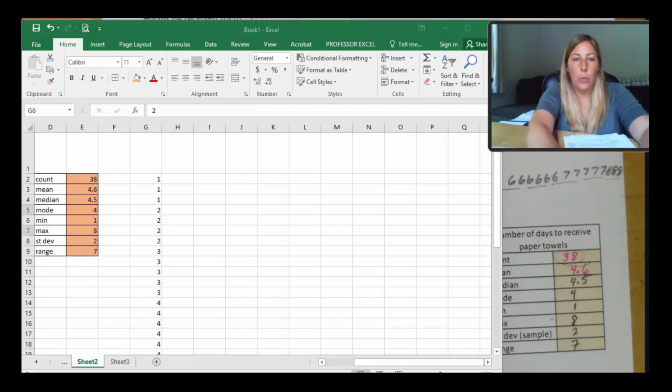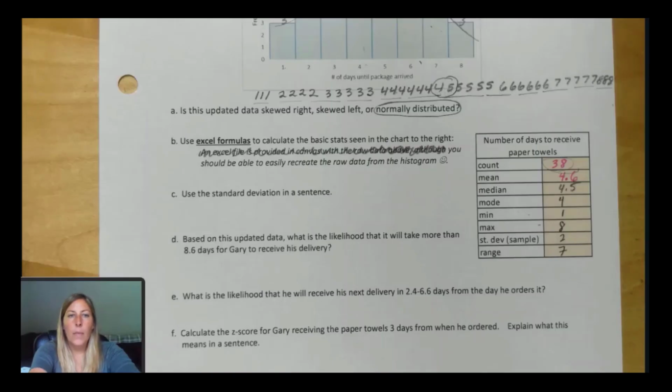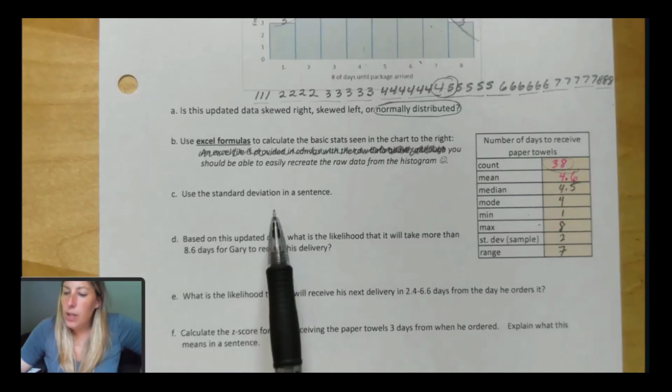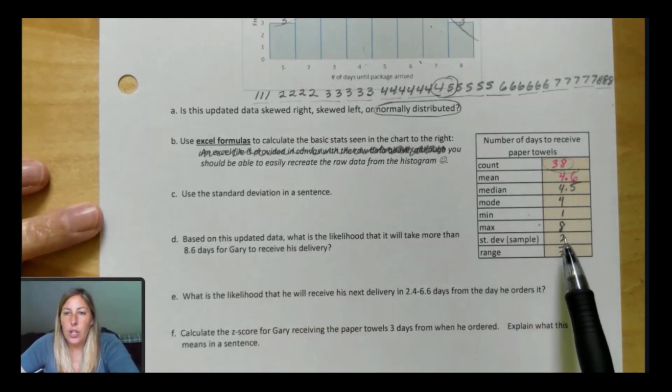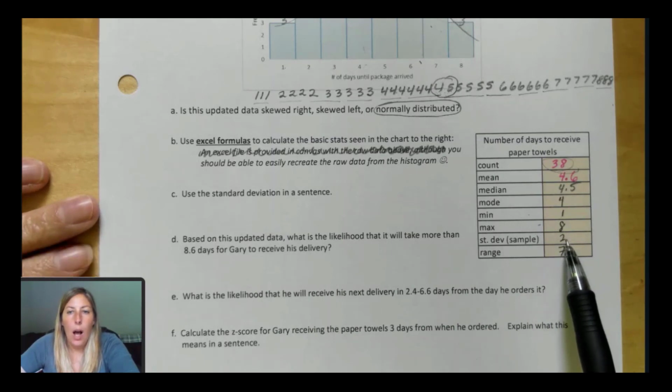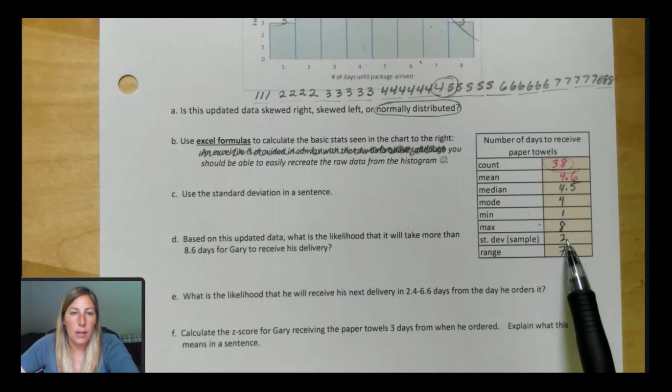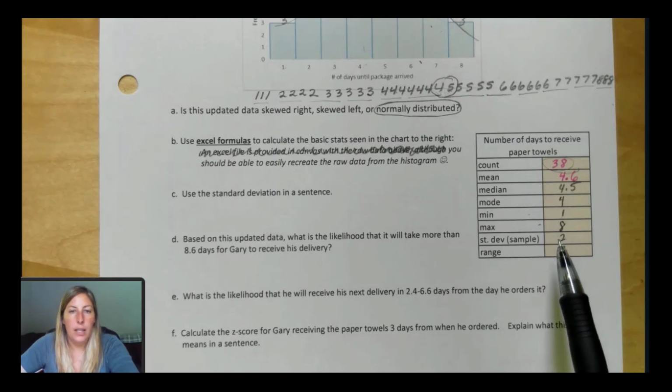Now let's go back to the worksheet. All right, so the next question says to use the standard deviation in a sentence. Well, my standard deviation is 2. Remember, it was 2.06, but we rounded it to 2. I want a better sentence than the standard deviation is 2. Yes, that's a sentence, but it's not very detailed. Let's try and write a better one.